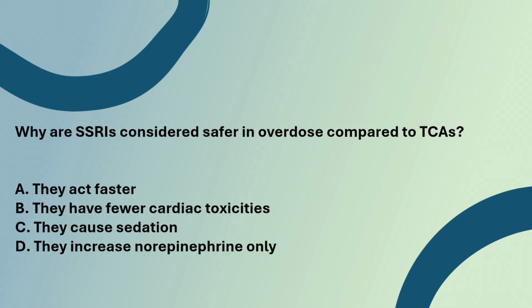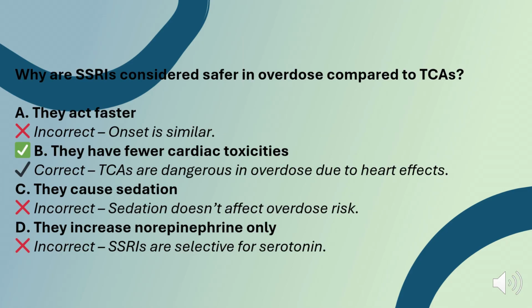Why are SSRIs considered safer in an overdose compared to a TCA? We talked about this in a previous presentation. A, they act faster. B, they have fewer cardiac toxicities. C, they cause sedation. D, they increase norepinephrine only. So, which is considered safer in an overdose compared to a TCA? Going on to the next slide.